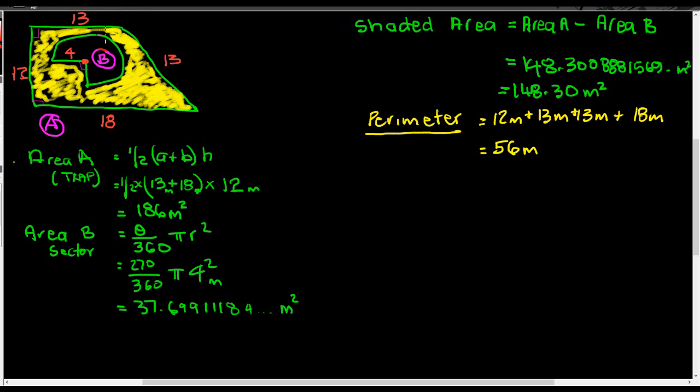So the area of A is a trapezium, half (a plus b) h, which equals a half times 13 plus 18, which are the parallel sides, half the sum of the parallel sides, times the distance between them, 12. And multiplying that all out, it gives 186 metres squared.